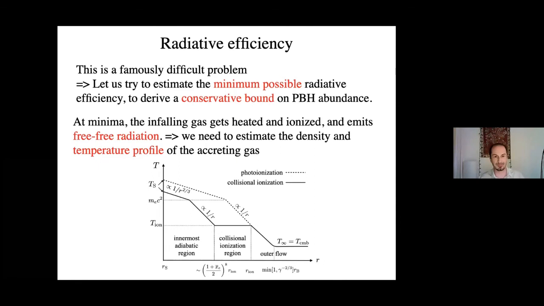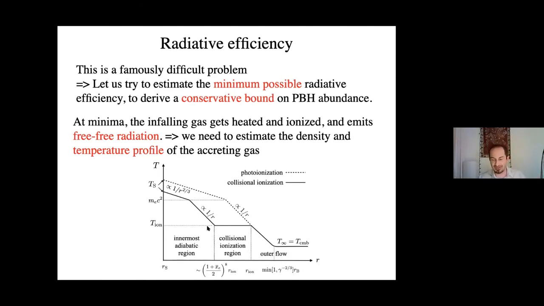So at the very minimum, gas that is infalling onto a black hole will get heated and ionized. And at the very minimum, an ionized hot gas will emit Bremsstrahlung, or free-free radiation. In order to estimate how luminous it is, you need to estimate the density and temperature profile of the accreting gas, which is something we do in this paper with Mark and Minkowski. You have some regions with just adiabatic compression, and the temperature-radius dependence changes once the electrons become relativistic. Then it depends on whether the luminosity of the black hole is large enough to photoionize the gas, or whether the gas gets collisionally ionized. If the gas is collisionally ionized, then you will transfer some of the thermal energy into ripping off the electrons from the protons.